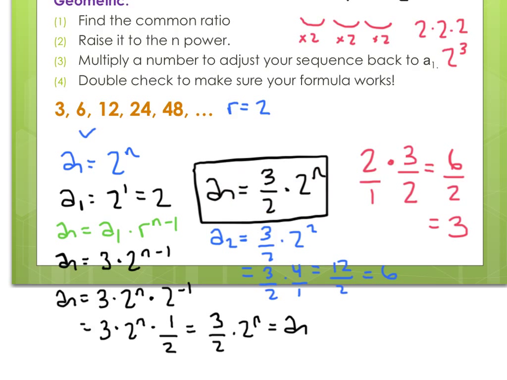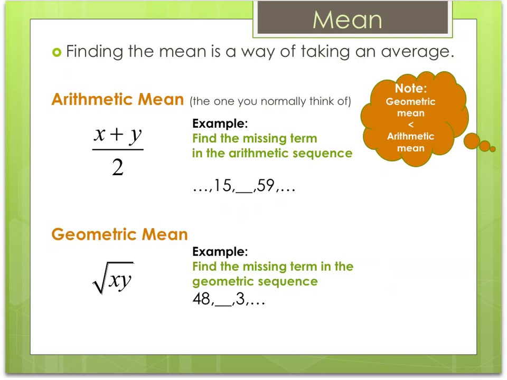So I am absolutely fine with you leaving it in this form, but that requires you to memorize this formula here. But if you do it the first way, you do not need to memorize anything. You just need to do some adjustments to get back to a sub 1. Because we have two different types of sequences, we're going to have two different types of means. So anytime you're missing a middle term between two terms, depending on the type of sequence, we can use the arithmetic or geometric mean to find that missing term.